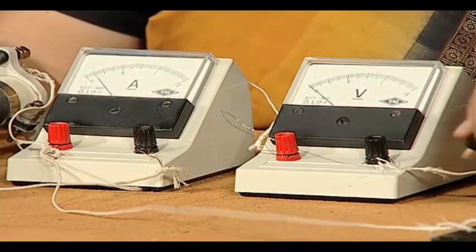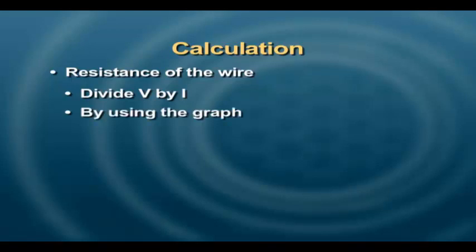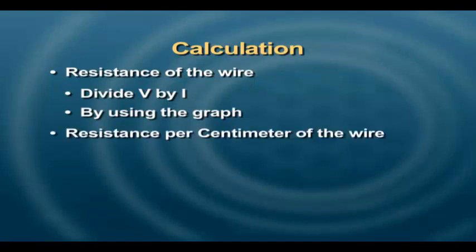Let me just put this off. You can set out to do the calculations. What calculations are required? The resistance of the wire, which you will get by 2 means. One, by dividing the value of voltage by current, and the second by using the graph. So, in both ways you can find the value of resistance. Then calculate the resistance per centimeter.